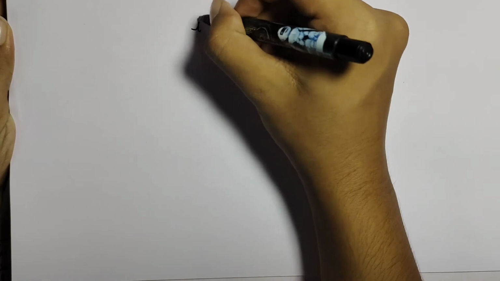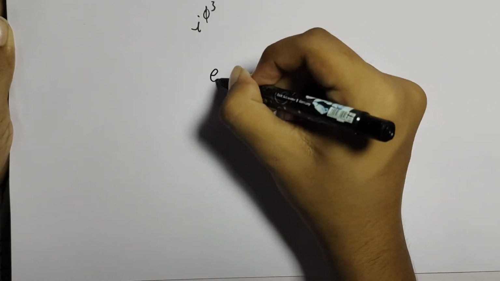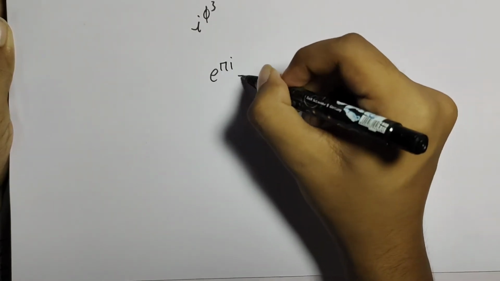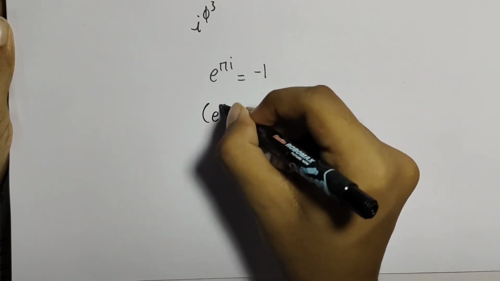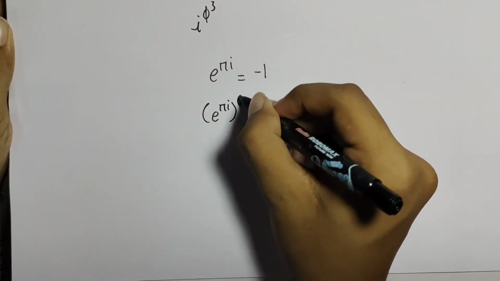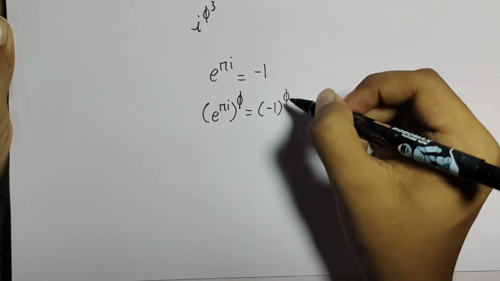Today we are going to find the value of i to the φ cube. So let's start. We know that e to the πi is equal to minus 1. So (e to the πi) whole to the φ is equal to (minus 1) to the φ.